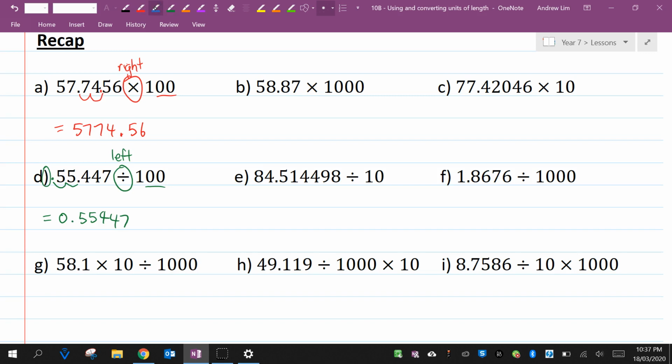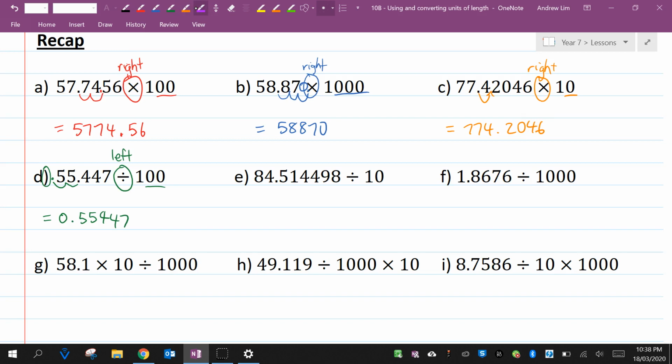So question B, we're going to move the decimal point to the right 3 times. 1, 2, 3. In this empty spot here, we'll put a 0. So my final answer is 58870. You can write 0.0 because that's where the decimal is, but there's no need to do that. You can just leave it as a whole number. Question C. We are going to move the decimal point to the right once because it's 10. So our answer is 774.2046.